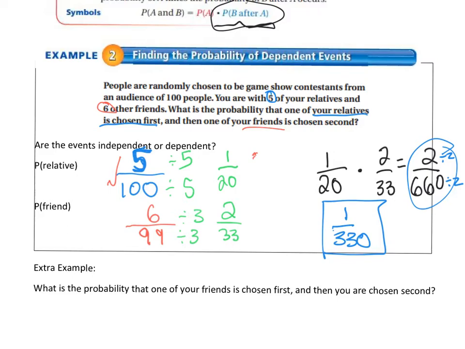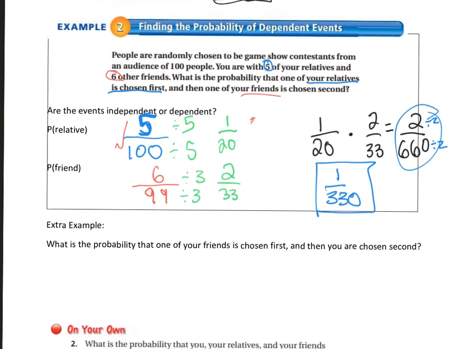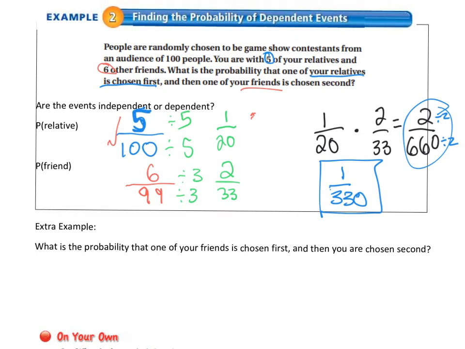Okay, we have an extra example. What is the probability that one of your friends is chosen first, okay, and then that you are chosen second? Okay, so first find the probability of your friend chosen first. You start with those 100 people in the audience, and you have 6 friends in the audience, so 6 out of 100.